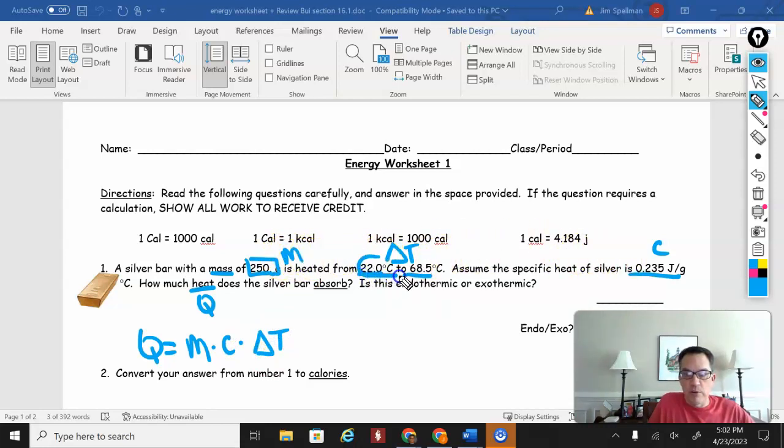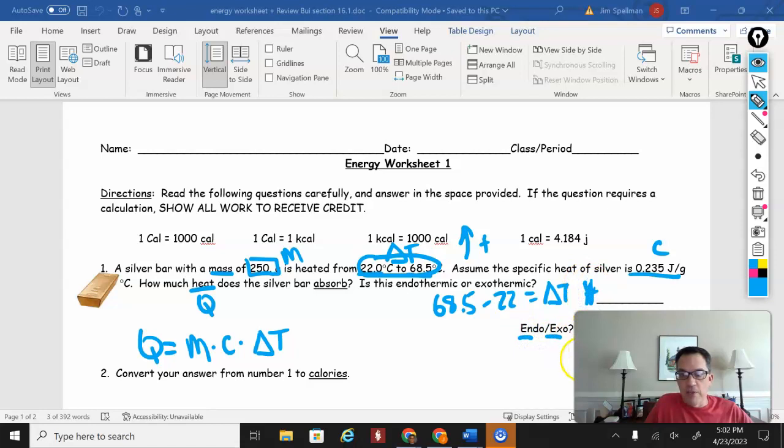The only thing you have to do is a little bit of math, to figure out what is the change in temperature. It's going from 22 to 68.5. Again, that is a temperature that's going up, so you should get a positive answer from that as well. So you're going to put that in your calculator, 68.5 minus 22, and that's going to give you your delta T. So at this point, you've got everything you need to finish up the problem. You just need to do the math to put your answer here.